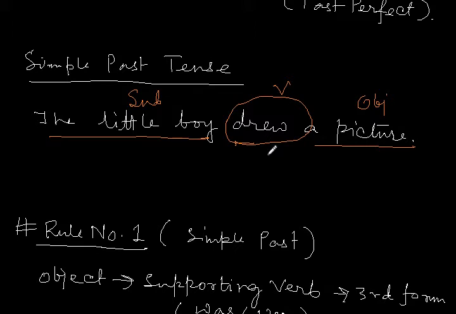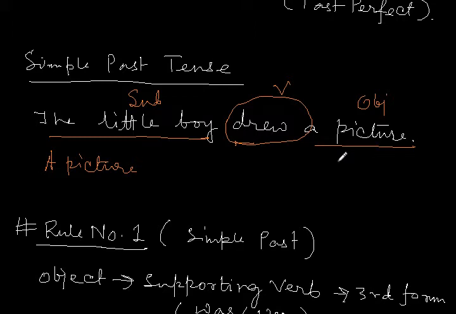Now simple past tense means an action which took place in the past. So here we have this verb, the past form of the verb draw, drew. We have this, the little boy, subject, and the picture, object. Now let's interchange the positions of object and subject. A picture will come first. The picture. Okay, object comes first.